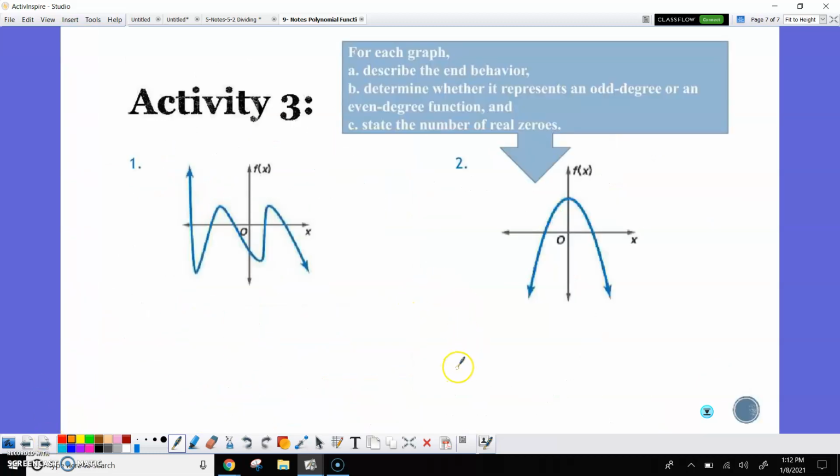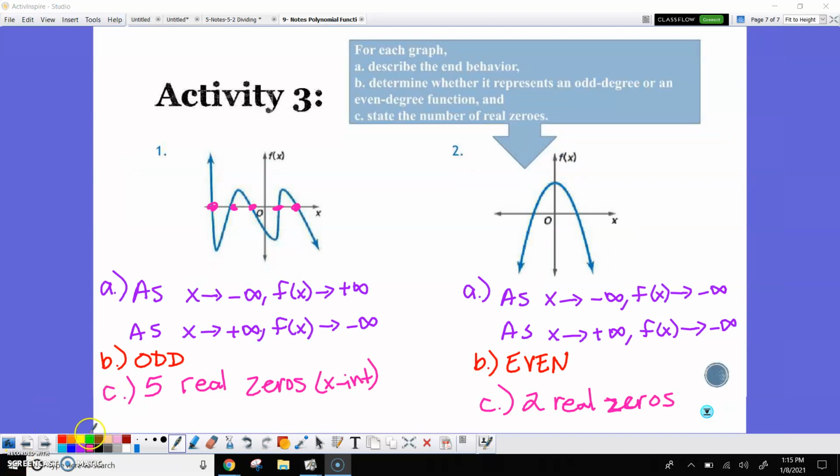So go ahead and pause the video here and try to determine the answers to these two graphs. Okay, so these are the answers that you should have gotten. Let me know if you have any questions in class.